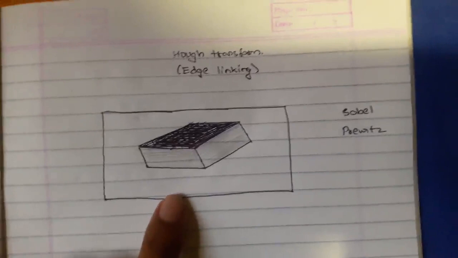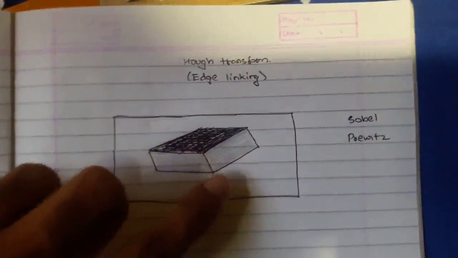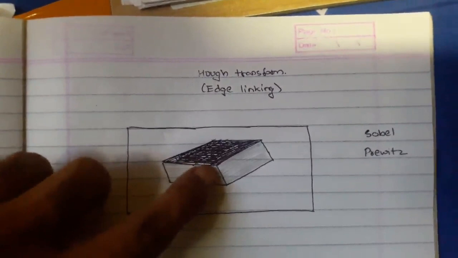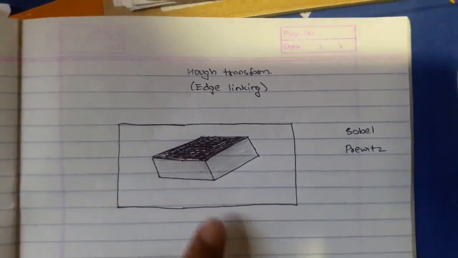Consider this is an image of a box, and these are the different colors that the box has. What we need to do is detect the edges of this box. The edges of the box means I just want these edges, this cuboid structure over here. In order to do that, we'll have to use an edge detecting mask.